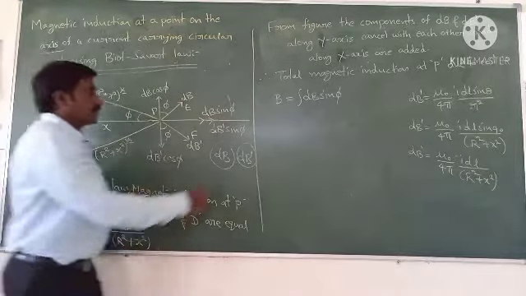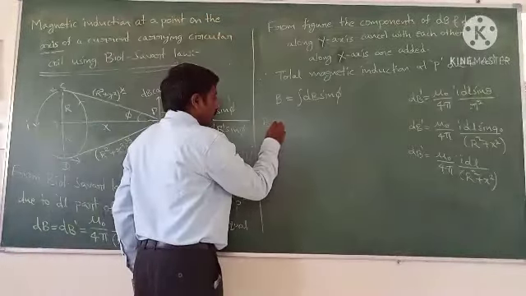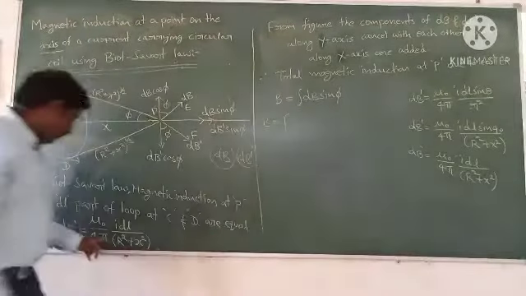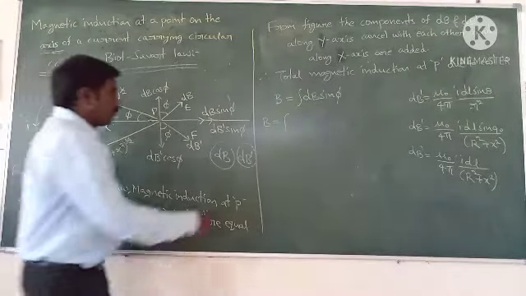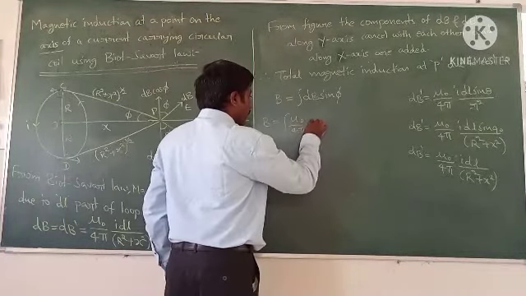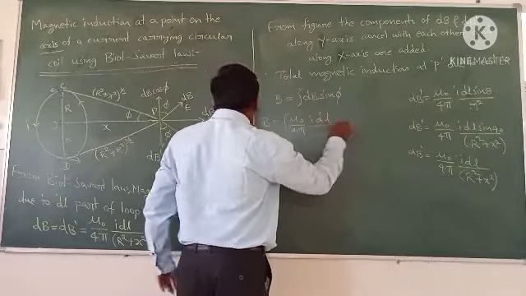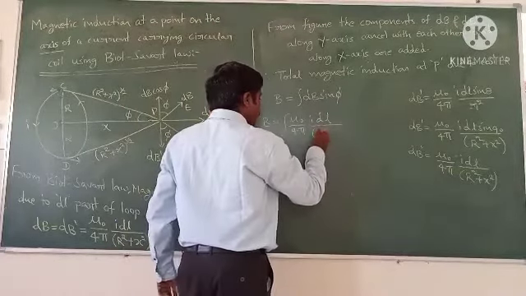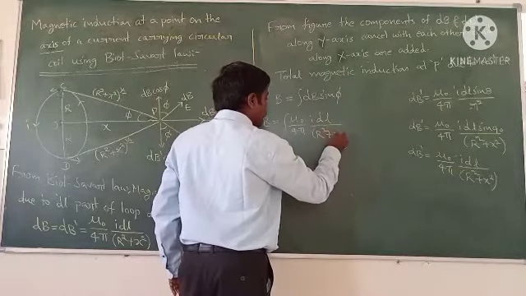Substitute here. Then B equals what? Integral dB. dB equals what? Mu naught by 4 pi I dl by r square plus x square.